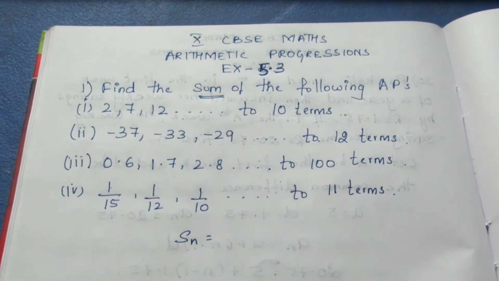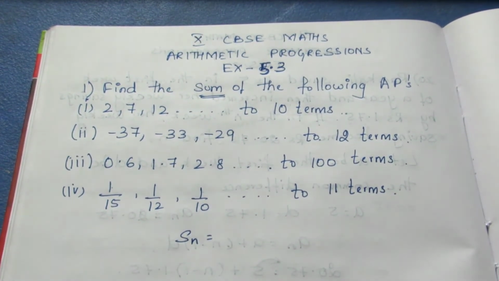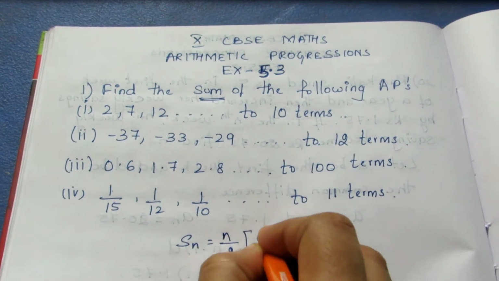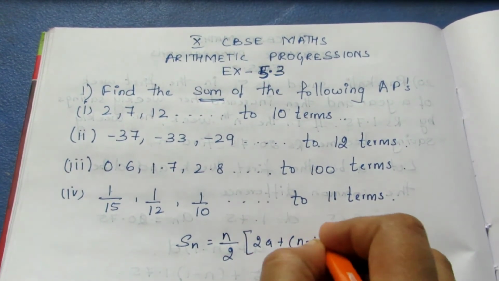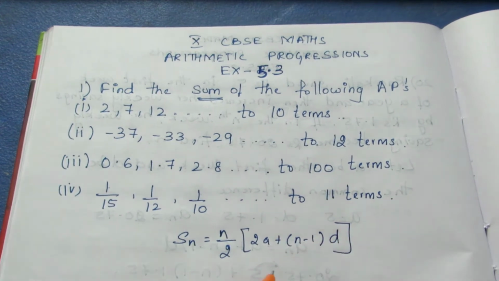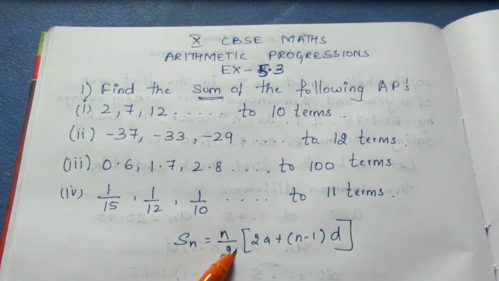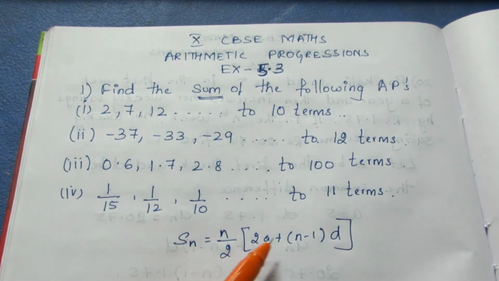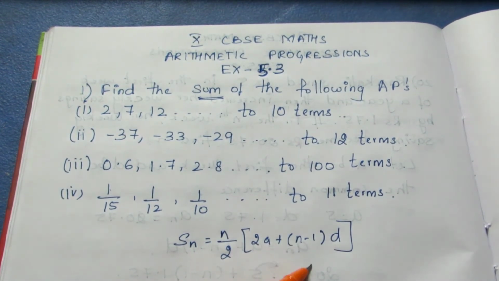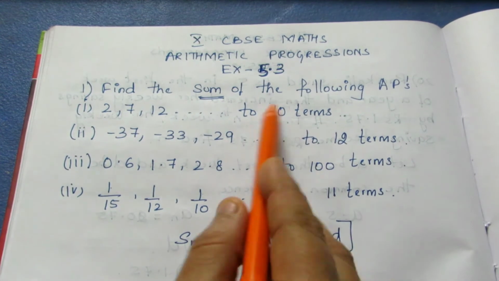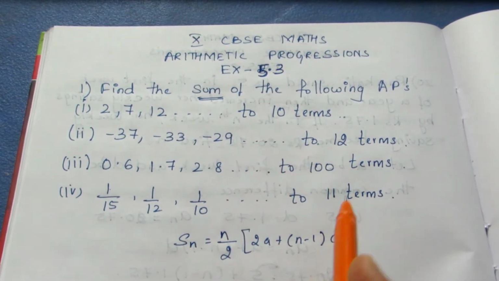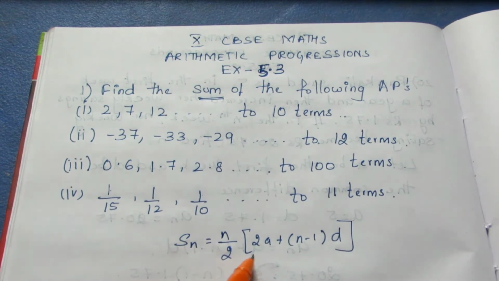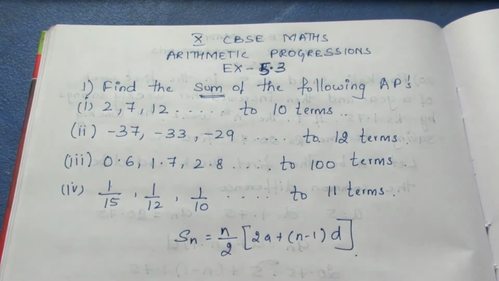We can find Sn. Here the Sn formula is n by 2 into 2a plus n minus 1 into d. Though there are two formulas, we need to use this one, because the other formula is n by 2 into a plus l. We can use that formula only when the last number is given. Here there is no last number, so we can't use that formula. We need to use only Sn equal to n by 2 into 2a plus n minus 1 into d.